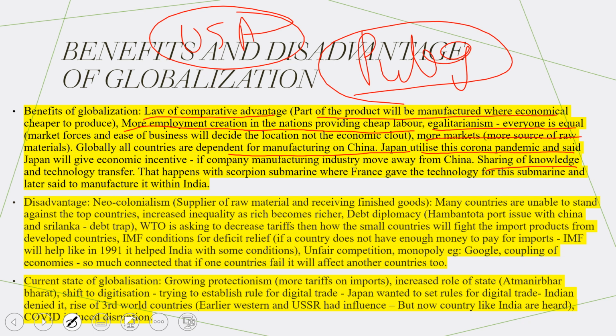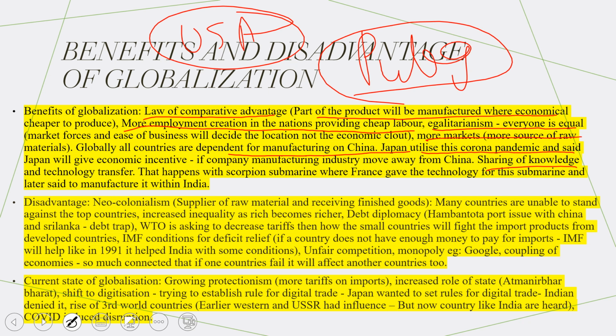So what are the disadvantages? Neocolonialism: being a supplier of raw material and receiving finished goods. Many countries are unable to stand against the top countries, like rich countries are becoming richer and poor countries are becoming poorer because they are not manufacturing the products, they are just receiving the finished products. That is neocolonialism, harming some of the poor countries. So that's why the Indian Prime Minister in this corona pandemic has said that we should become self-reliant.